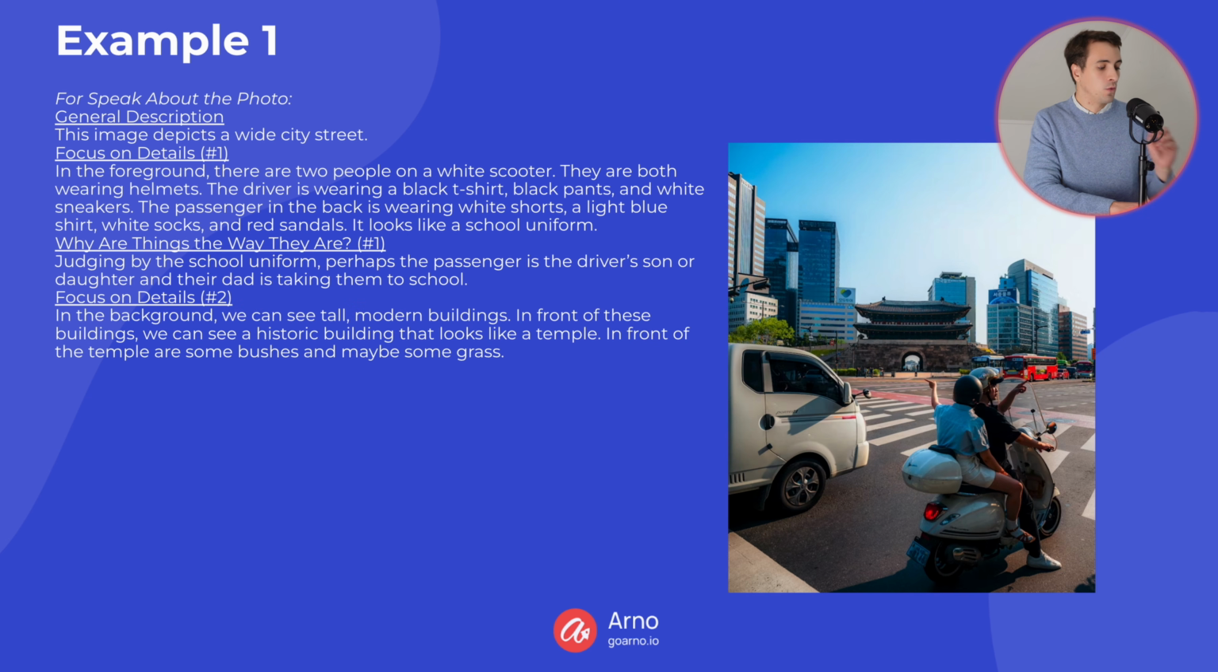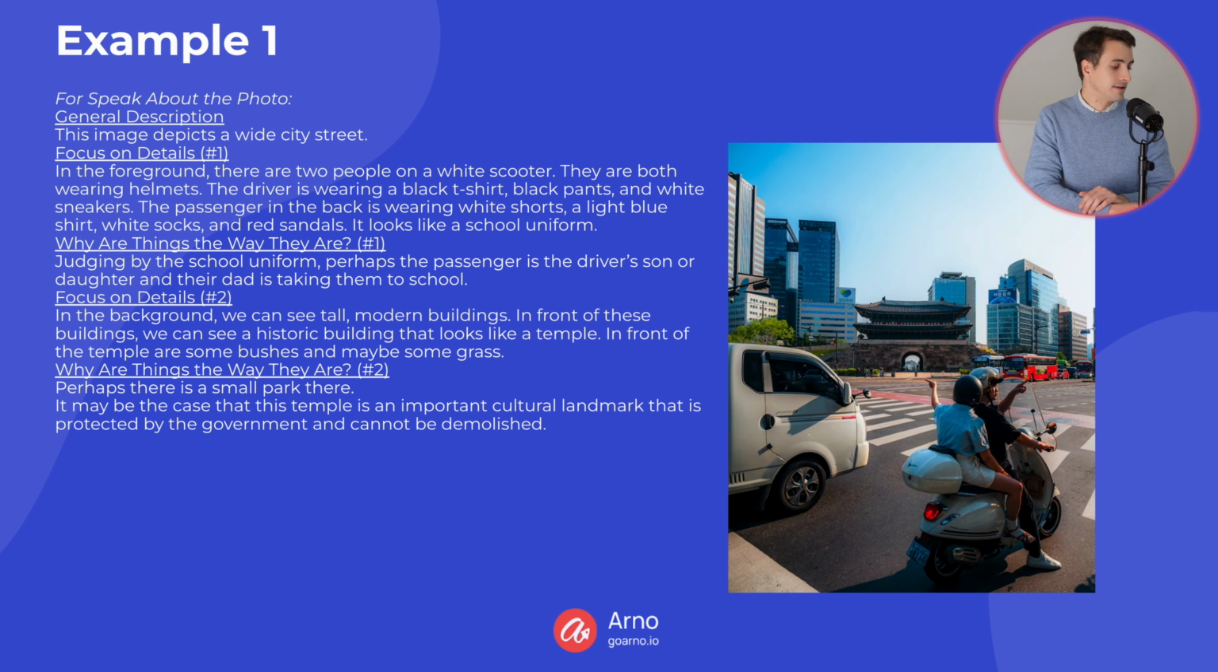In the background, we can see tall, modern buildings. In front of these buildings, we can see a historic building that looks like a temple. In front of the temple are some bushes and maybe some grass. And then I'm going to speculate about that part of the image. Perhaps there is a small park there. It may be the case that this temple is an important cultural landmark that is protected by the government and cannot be demolished.